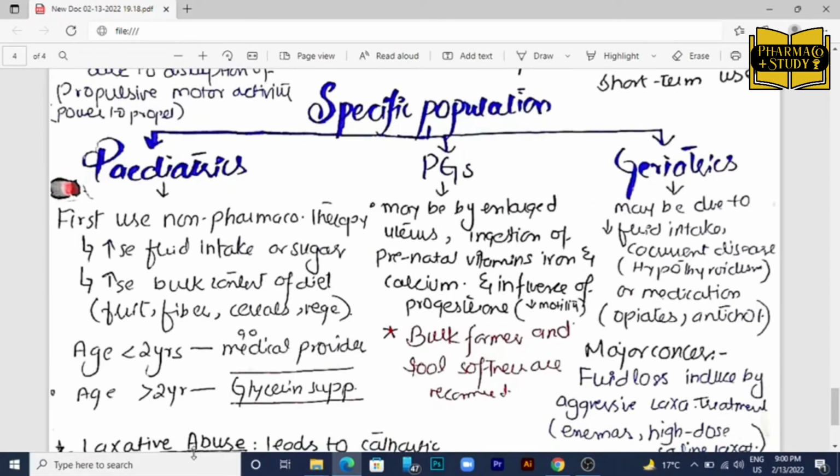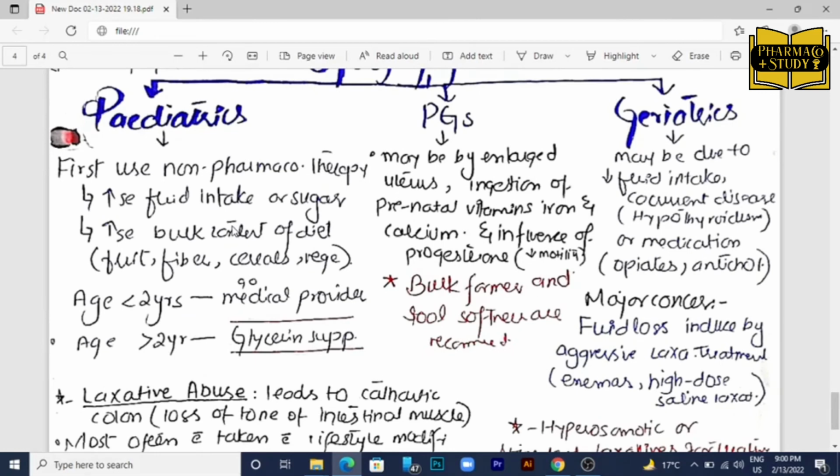Now we come to the population. For pediatrics, first use non-pharmacological therapy. First go for the non-pharmacological therapy. What will the non-pharmacological therapy be? It includes increasing the fluid intake or the sugar intake. For example, you can give sugar syrup to the pediatric patient, or you can increase the bulk content of the diet. What is the bulk content? Bulk content will be fruits, fiber, cereal and vegetables.